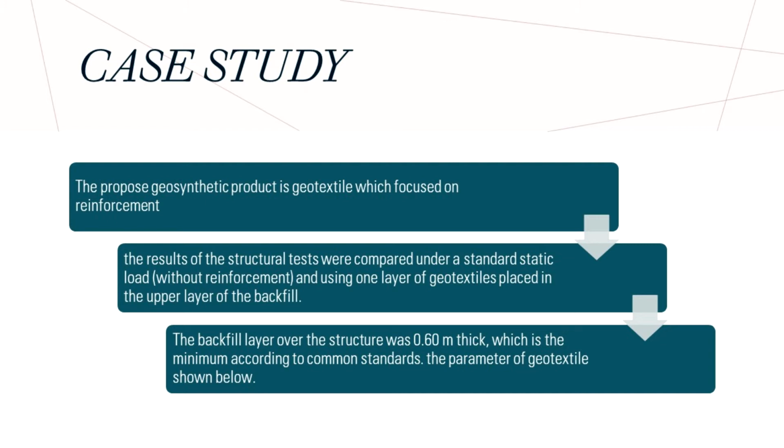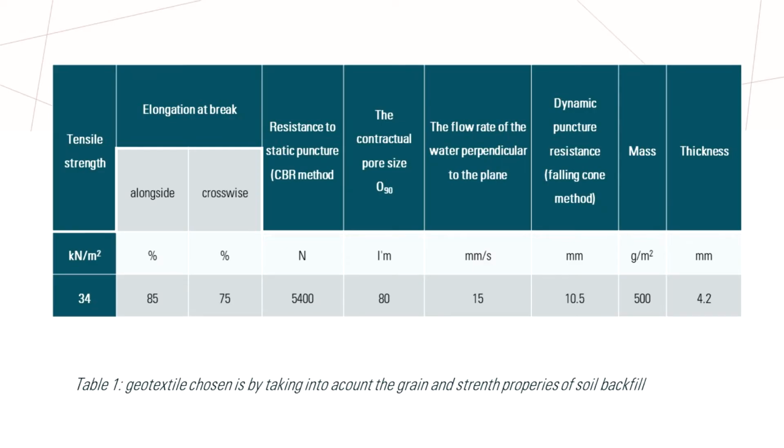For the case study, the proposed geosynthetic product is geotextile, which focuses on reinforcement. The results of the structural test were compared under a standard static load, without reinforcement and using one layer of geotextile placed in the upper layer of the backfill. The backfill layer over the structure was 0.6 meter thick, which is the minimum according to common standard. The parameters of the geotextile are shown below.